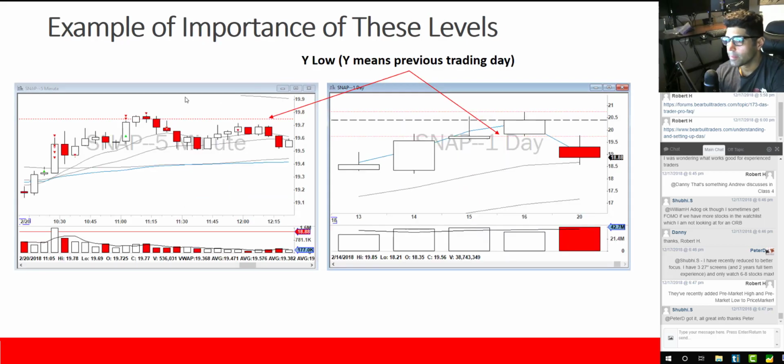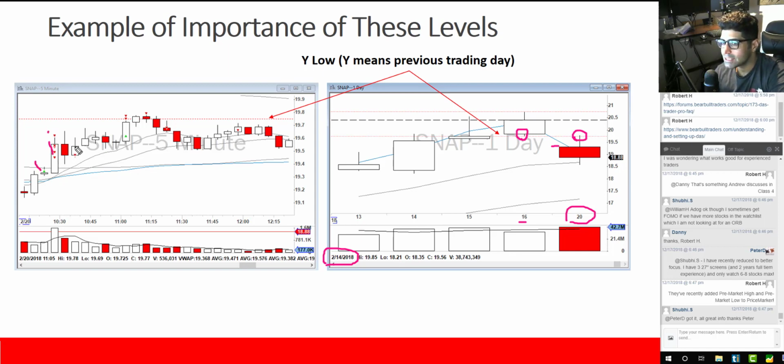Let me give you more examples. So this is Snapchat. Snapchat on February 20th, 2018, the yesterday low was something around 19.60, and yesterday high was... but I'm saying yesterday, I mean previous trading day, because that was probably a long weekend or something. The next trading day was February 20th. And as you see, the stock gapped up, came down, bounced back, and never really cracked that level. So this is a trade that I took actually.